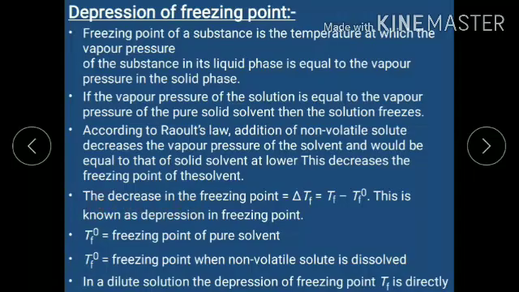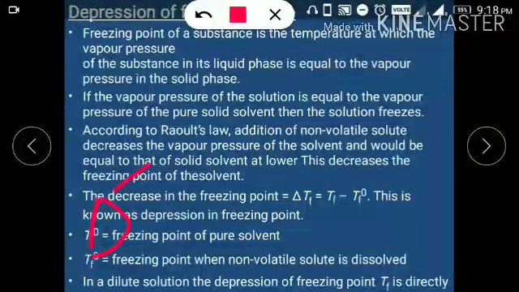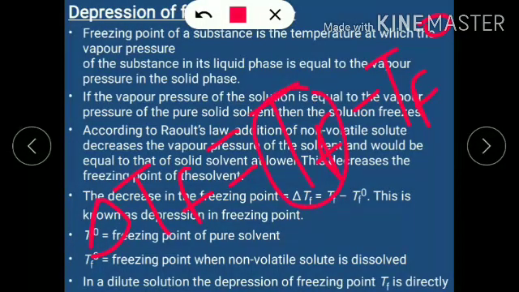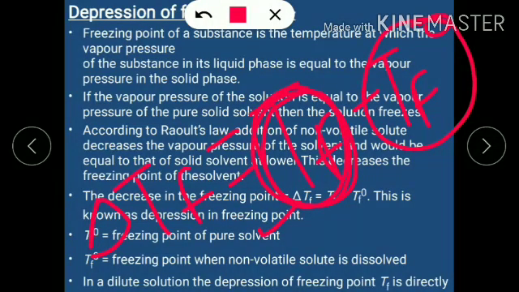So we can say the formula is delta Tf. Delta Tf is the depression of freezing point. It may be Tf minus Tf naught, where Tf is the freezing point of the solution, and Tf naught is the freezing point of the solvent. Because the freezing point of the solution is lower than that of the solvent, that's why I put the delta Tf, that's why I put the Tf forward.